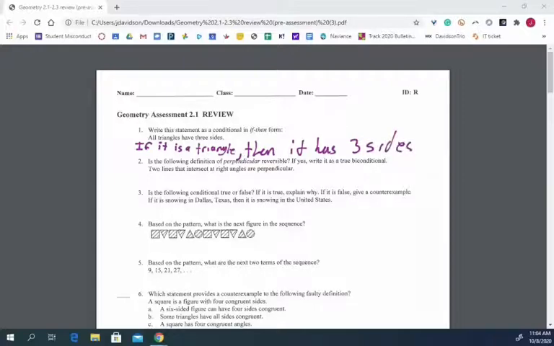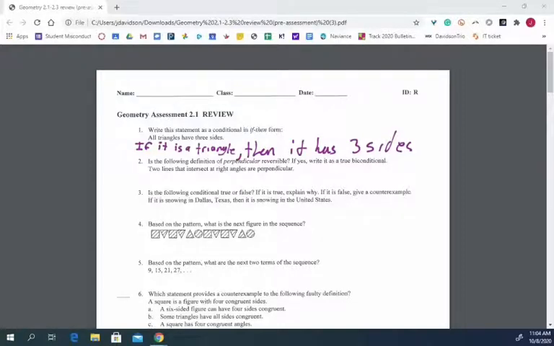Next. Is the following definition of perpendicular reversible? If yes, write it as a true biconditional. Two lines that intersect at right angles are perpendicular. Yeah, that seems about right. Is it reversible? If it's perpendicular, then it has two lines that intersect at right angles. Yep, seems reversible to me.